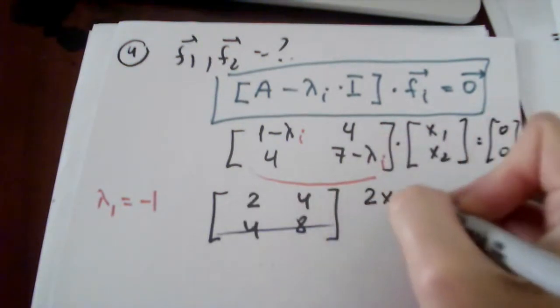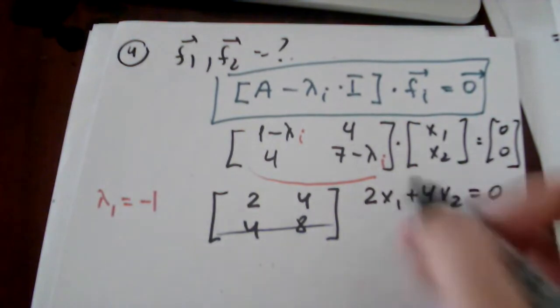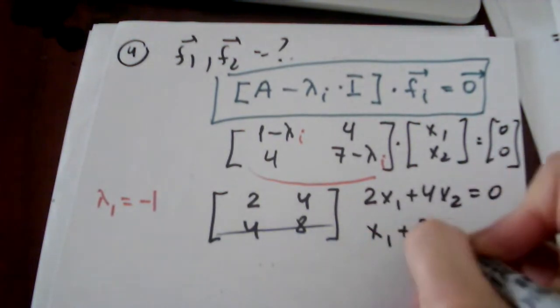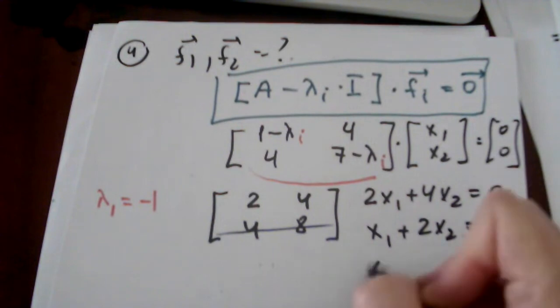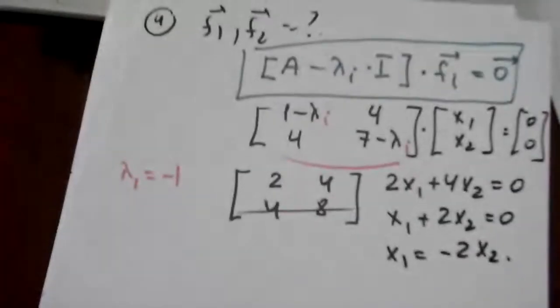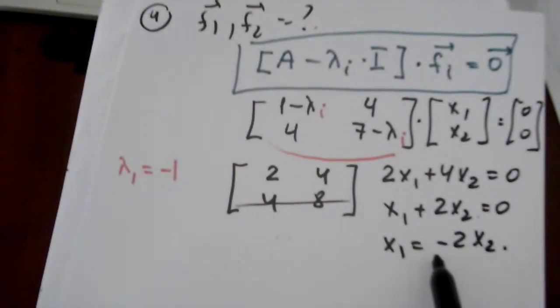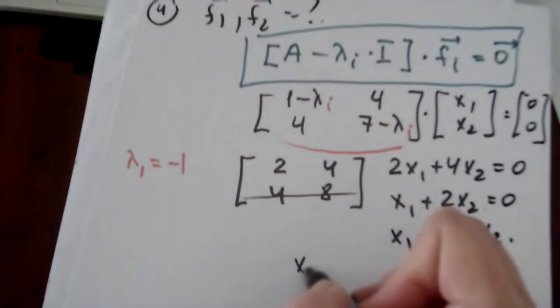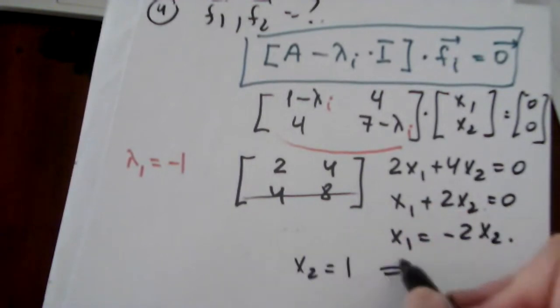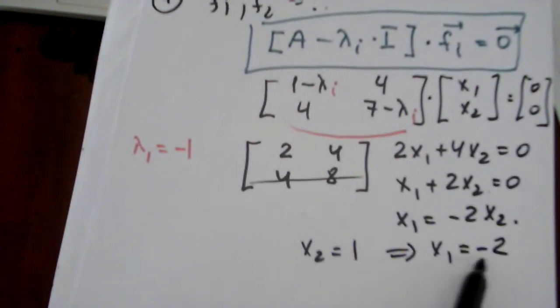So it will be 2x1 plus 2x2 is equal to 0, right? Of course, it's better to divide both sides by 2. And I also prefer to express x1 in terms of x2, but it's not absolutely necessary. What is absolutely necessary is that you need to come up with two numbers, x1, x2, which would satisfy this equation. So for example, if you put x2 equal to 1, you immediately get that x1 is equal to minus 2.